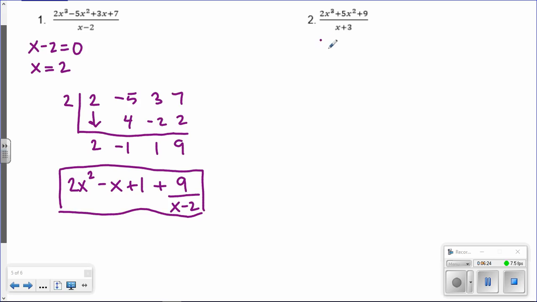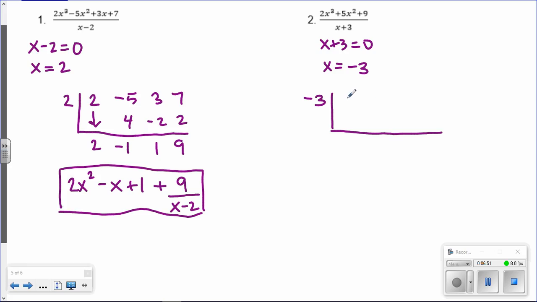So first step, take what's in the denominator, set it equal to 0, and get x by itself. So we get x equals negative 3. Okay, so let's set up our problem. I've got negative 3, and then I've got my box, and I'm going to write my coefficients. They have to be in order. So I have 2, 3. Notice you don't have an x term. We're going to substitute a 0 for that because we have to have it when we're doing our division.